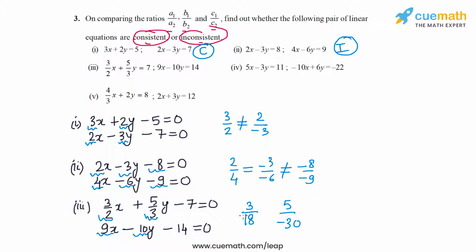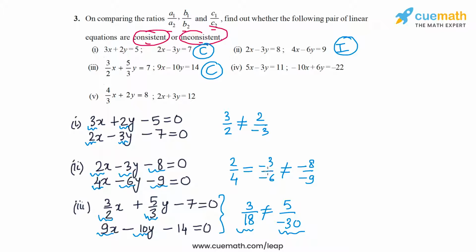So a1/a2 is equal to 1/6 in the lowest form, and b1/b2 is equal to 1/(−6), or −1/6. So clearly these two ratios are not equal, which means that I do not need to check c1/c2. So the lines representing this pair will be intersecting, which means that this system is consistent.